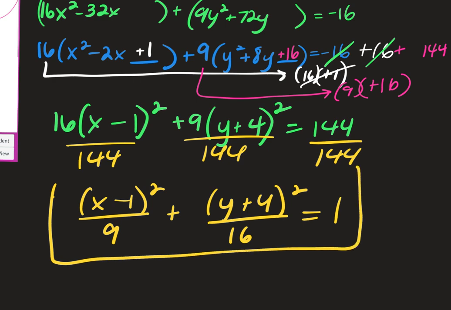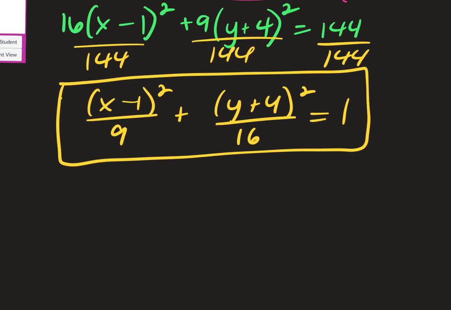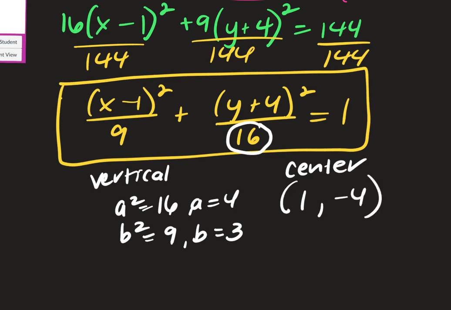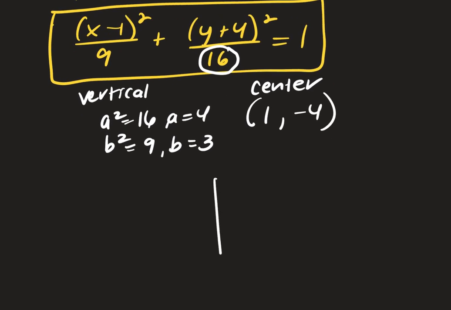What kind of conic is this? Ellipse, right? There's a plus in between them. So I know this is an ellipse. If there's an ellipse, the instructions were center, vertices, co-vertices, foci. I know that the bigger denominator is under the y, so this is a vertical ellipse. A squared is 16, A is 4. B squared is 9, B is 3. Center is the opposite of what follows x and the opposite of what follows y. If you want to bring in a coordinate plane so you can graph it neatly, go for it. I would graph 1, negative 4 as my center.